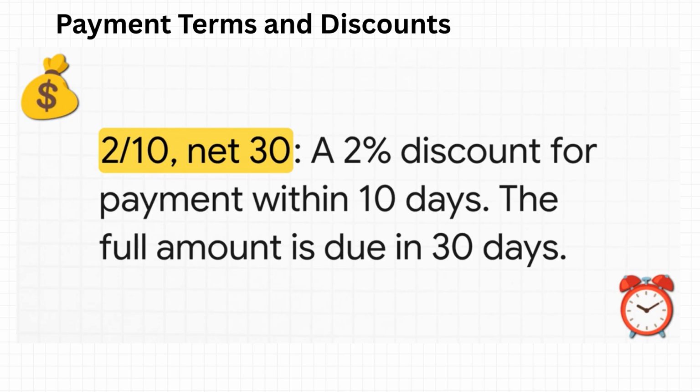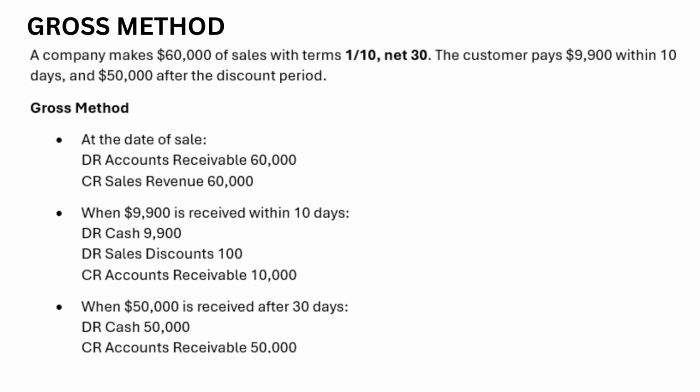Now here's the twist. We have two ways to record these transactions: the gross method and the net method. Let's look at this example. A company makes $60,000 of sales with terms 1/10, net 30. The customer pays $9,900 within 10 days and $50,000 after the discount period. Here is how the journal entry would look in both the gross and net methods.